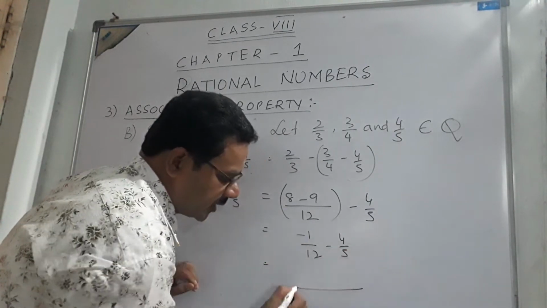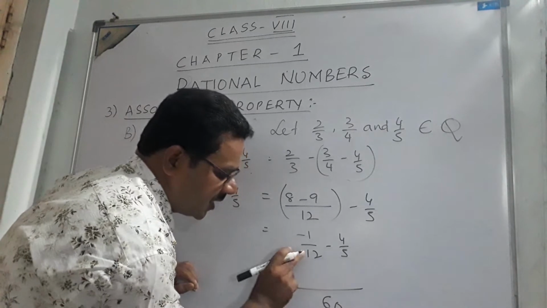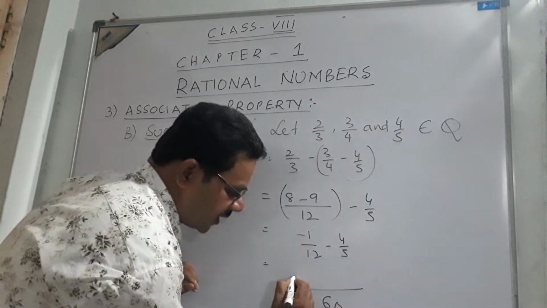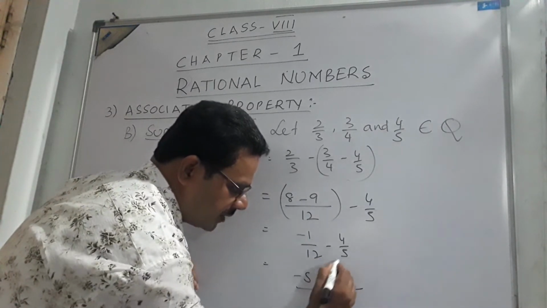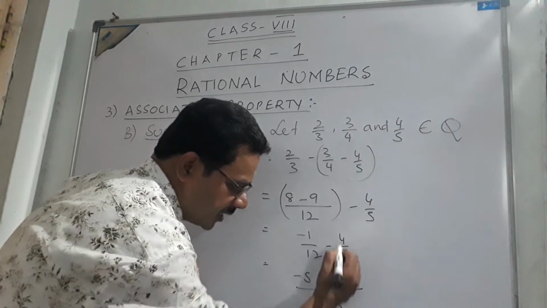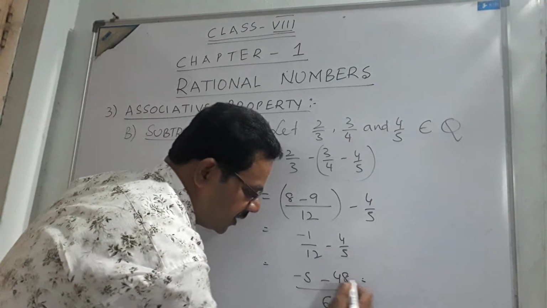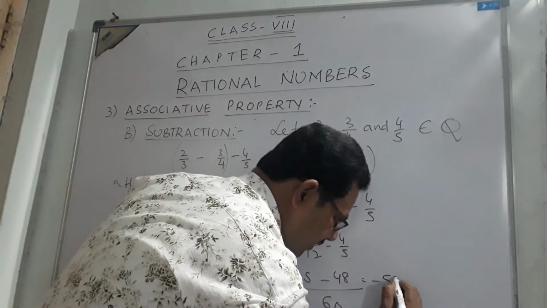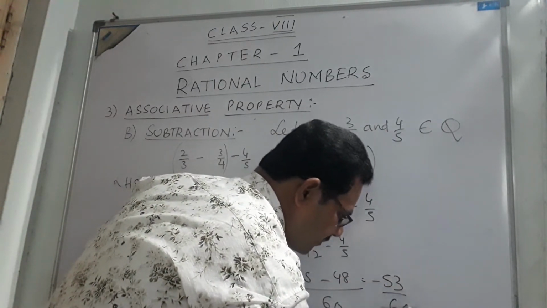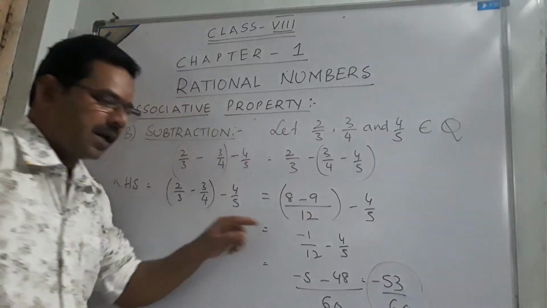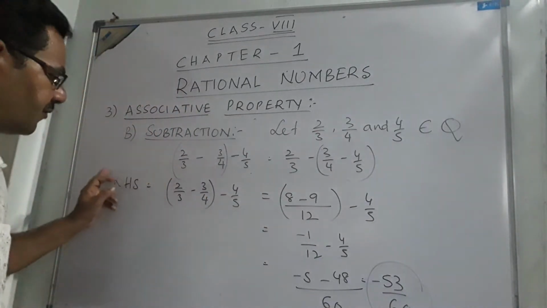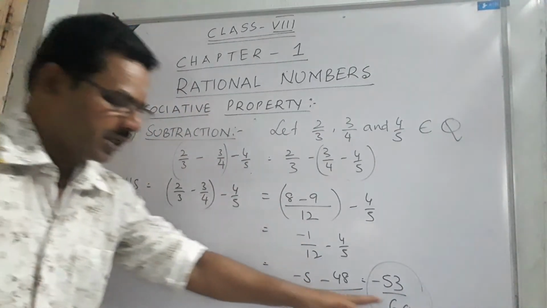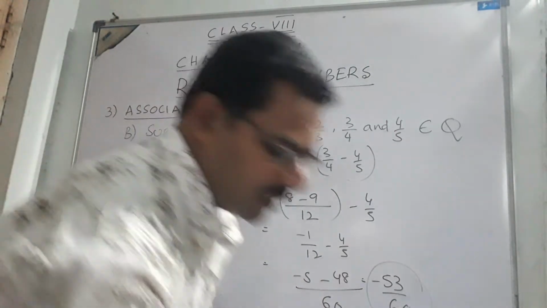Here also you can get 12 5s are 60, that is the LCM. 12 5s are 60, 1 5 is 5, minus 1 means minus 5. 5 12s are 60, 4 12s are 48. Minus 48 and minus 5 is equal to minus 53 by 60. So you have to remember this in your mind. The left hand side solution is minus 53 by 60.